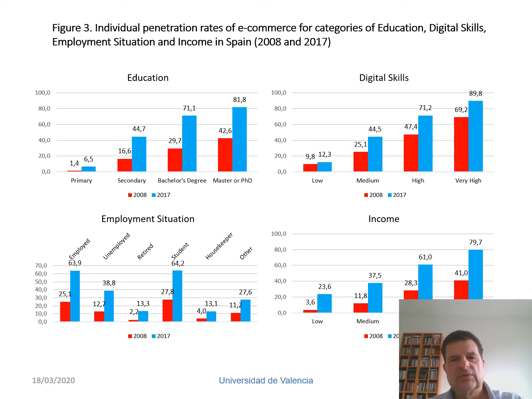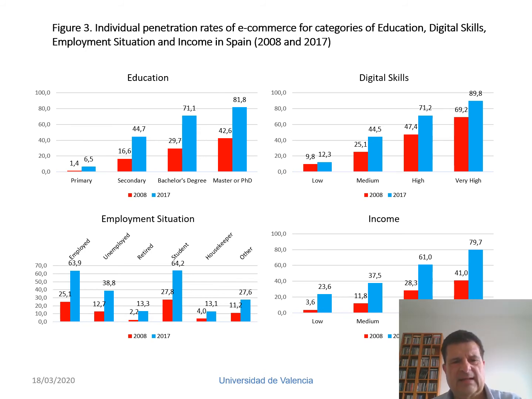Now I want to show you a little bit about the different graphs that I can draw based on the previous table, and the graphs just tell you in a visual way what are the differences in penetration for different groups. I just selected education, digital skills, employment, and income, and you see that three of them are clearly increasing. The other one depends on how you order the different employment situations.